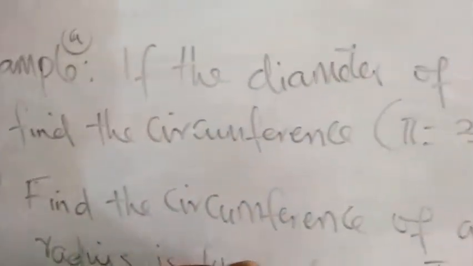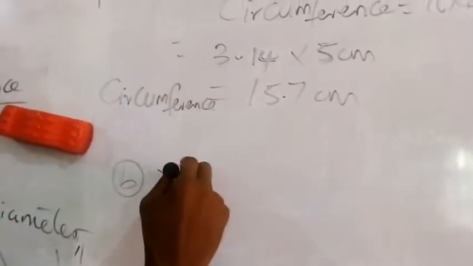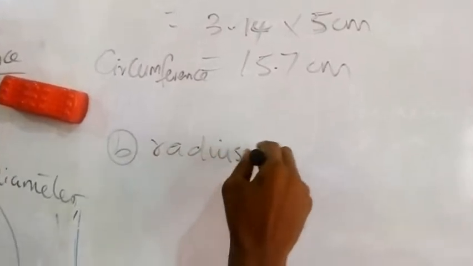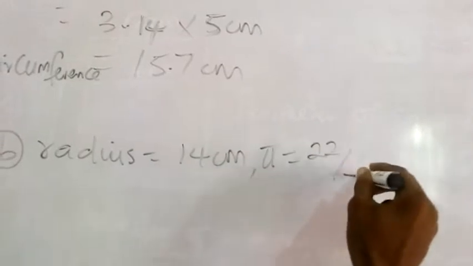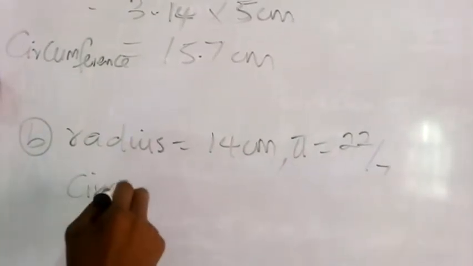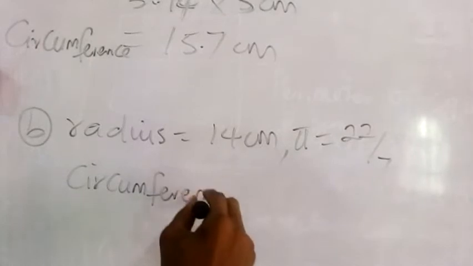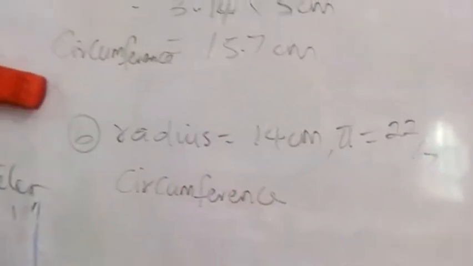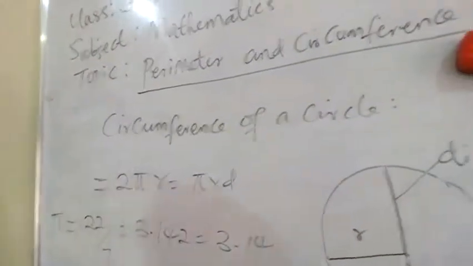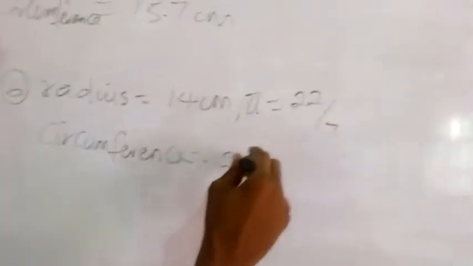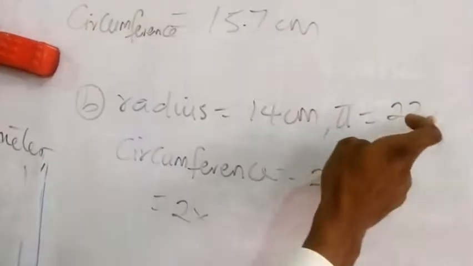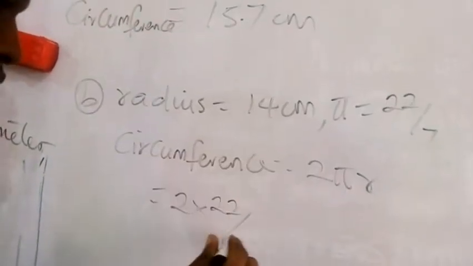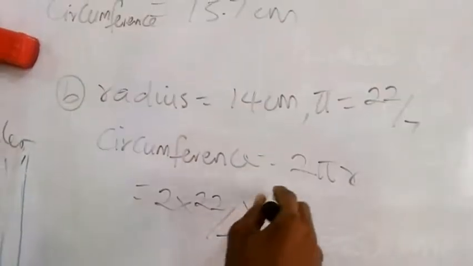So the second one, radius is 14 cm and pi is 22/7. Our radius is 14 cm and our pi is given as 22/7. So the circumference, since radius is given, we use 2 pi r as our formula. We have 2 times, here our pi is 22 over 7. 2 times 22 over 7 times r, which is our radius of 14 cm.